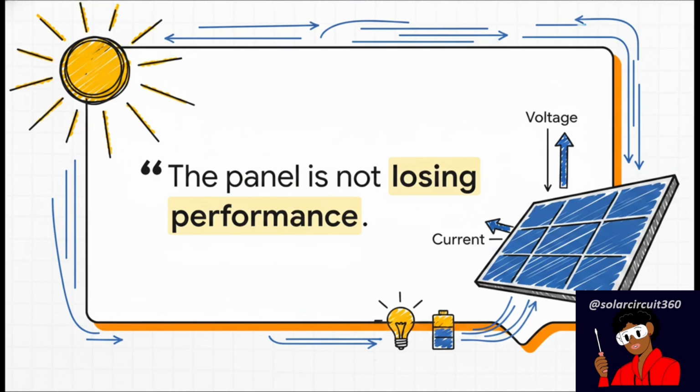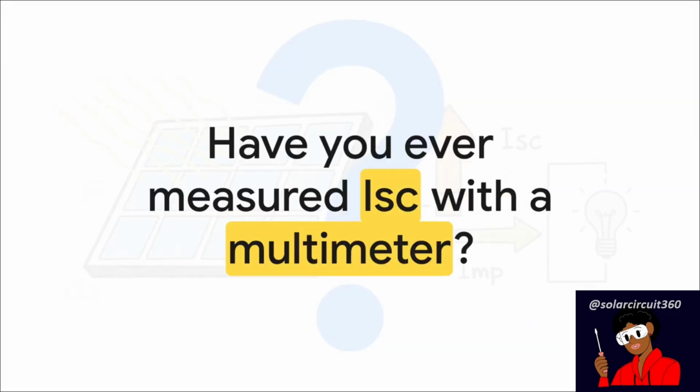If you take away just one single thing from this explainer, let it be this. Your panel is not losing performance. A lower operating current is exactly how a solar panel is designed to generate efficient, real-world power. That slightly lower IMP is the necessary trade-off to maintain the high voltage required to run your system at absolute peak performance. I want to leave you with a thought to chew on about your own testing experiences.